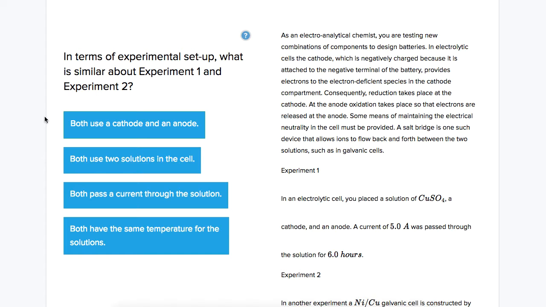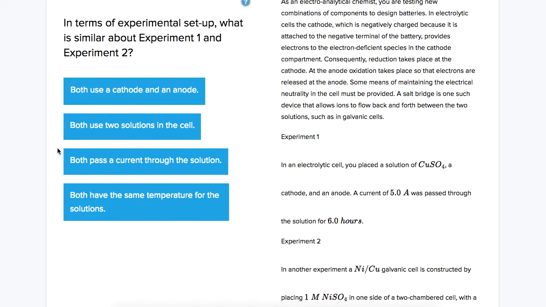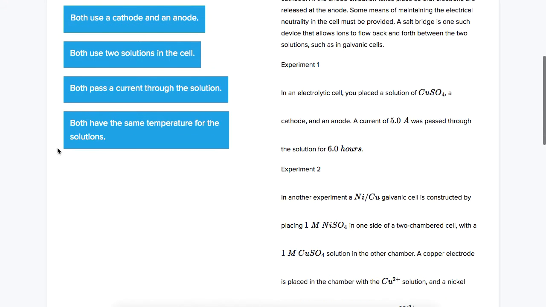So we have: both use a cathode and an anode, both use two solutions in the cell, both pass a current through the solution, both have the same temperature for the solutions. So let's take a look at our experiments. Experiment 1, thankfully, is pretty short.